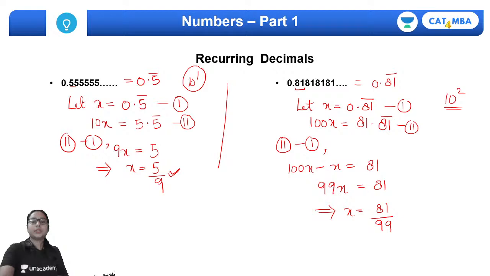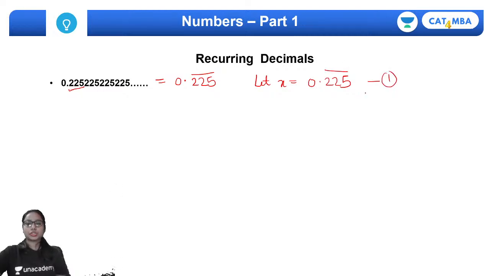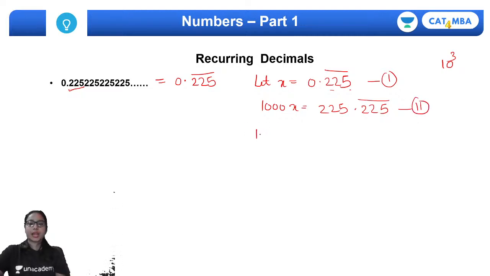Let's do it with one more decimal. Here 3 digits are getting repeated: 2, 2 and 5. So can I write this decimal as 0.225 bar? Let us do the calculation. Let x equal 0.225 bar, equation 1. The number of digits getting repeated is 3, so I multiply the equation by 10 raised to the power 3, which is 1000. I get 1000x equals 225.225 bar. Let us mark this as equation 2. Again I'll subtract the equations, equation 2 minus equation 1. What do I get?